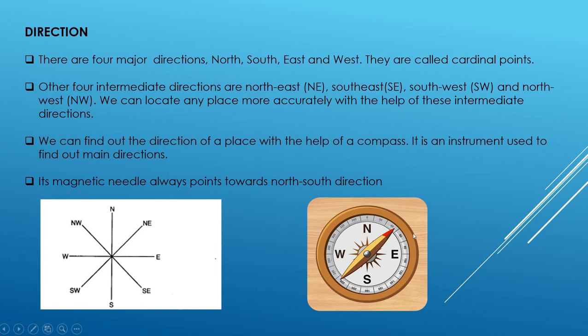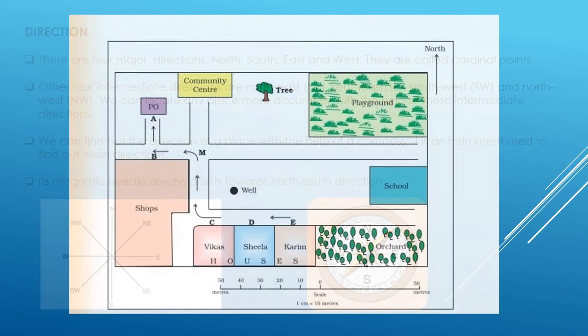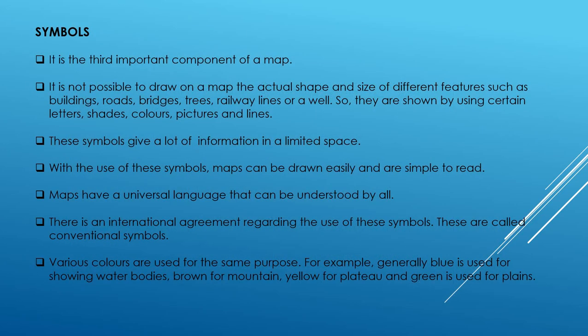And there is another device called a compass. As you can see the diagram of a compass here. What is it? It is an instrument used to find out the main directions: north, east, west and south, okay. So we can find out directions with the help of a compass also. It's a magnetic needle. This needle which is in the compass is a magnetic needle and it always points towards the north-south direction, okay. So direction is the second component of a map. First one was distance, second is direction, and the third one is symbols, okay.